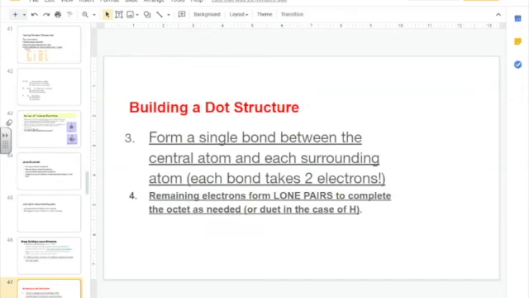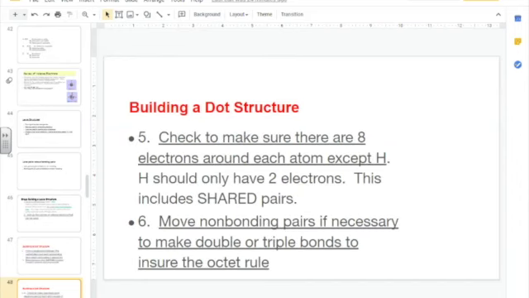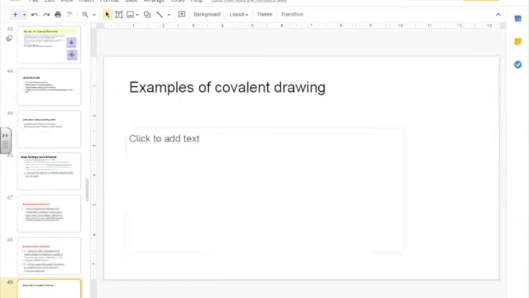Step 3, form a single bond between the central atom and each surrounding atom. Each bond takes 2 electrons. Step 4, the remaining electrons form lone pairs to complete the octet as needed, or duet in the case of hydrogen because it only needs 2. Step 5, check to make sure there are 8 electrons around each atom except for hydrogen, which only has 2. And then step 6, move non-bonding pairs if necessary to make double or triple bonds to ensure the octet rule. All right, so I'm going to put some examples of covalent drawing.